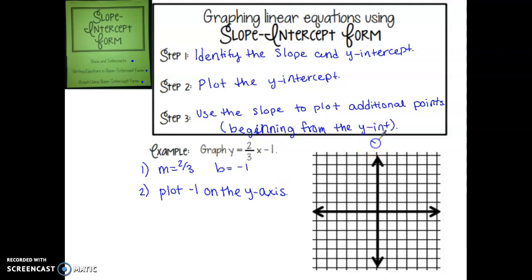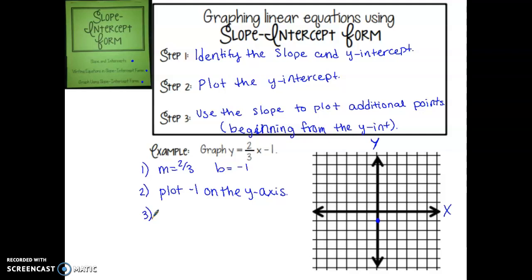Again, this is my y-axis and this is my x-axis. Y goes to the sky, y to the sky. So that's the one that goes up and down. So on the y-axis, we have to plot -1. We always start at the origin, and because the y-axis goes up and down, we have to go in the negative direction, which would be down 1 unit. So that's my y-intercept. And then step 3 says use the slope to plot additional points.